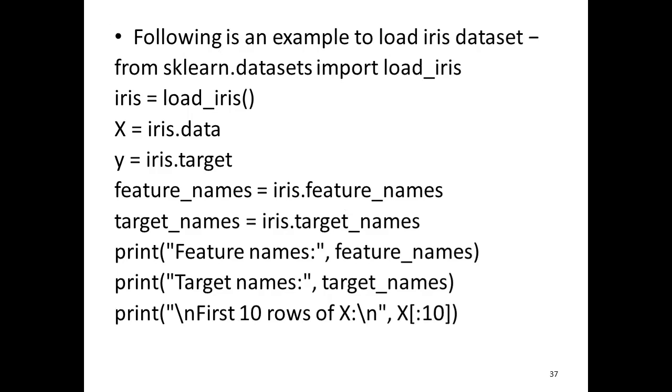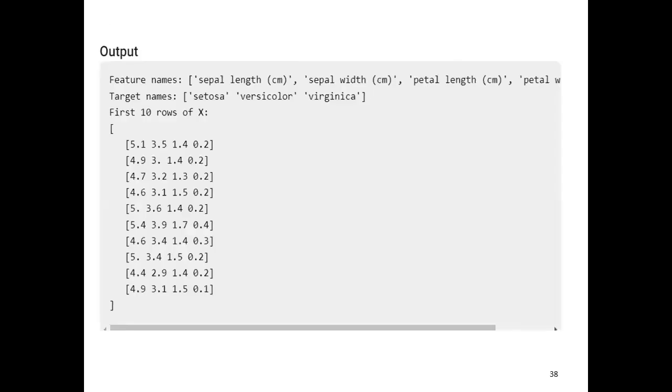To fetch the feature names, you can use iris.feature_names, and for the target names, iris.target_names. Then you can print the feature names and target names and display the first 10 rows. This is the output for the code.